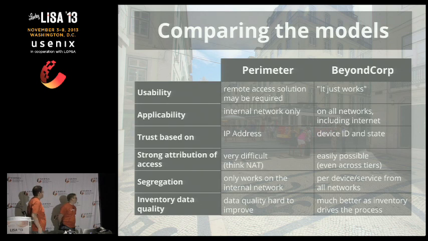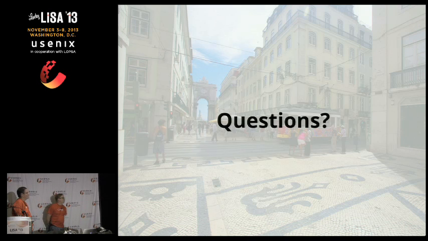And then Cian went into this a bit, but it's worth repeating. In the perimeter model, you don't have any carrot nor stick to drive inventory data quality, so it requires tons of work, which probably never leads anywhere. And in the BeyondCorp model, we have a process that drives this, where if you don't fix it, 25% of your organization could lose access because, I don't know, someone mistypes MAC addresses every single time. So that is the overview, and with that, we are ready for questions.